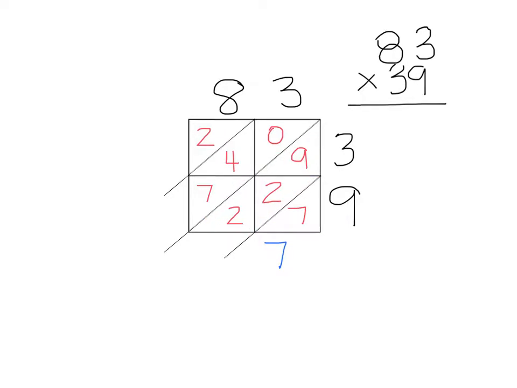which is 9 plus 2 plus 2, 13, carry the 1. Then this section, 1 plus 4 plus 7 is 12, carry the 1. And finally this section, which is 3. So the answer is 3,237.